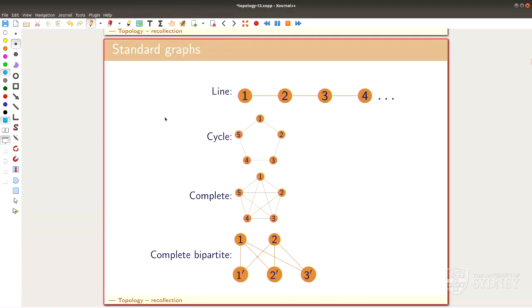So here are the standard graphs. It's usually pretty easy to decide whether a graph is a line. It's usually easy to decide whether it's a circle. It's very easy to decide whether it's complete. Just look at the neighbors. It needs to neighbor everything. Complete bipartite is a bit trickier. You need to color your vertices, say blue and red, and then check whether everything is connected to everything.